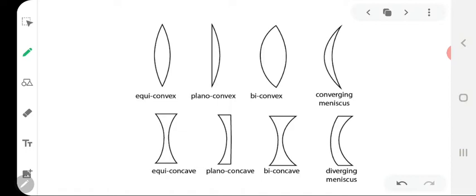On the other hand, a concave lens is thin at the middle and thick at the edges. A concave lens may be of different types. As you can see in the picture, it may be biconcave or double concave lens. It could be plano-concave lens. It could be convexo-concave lens.